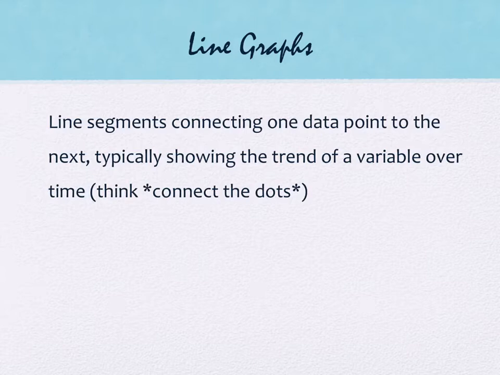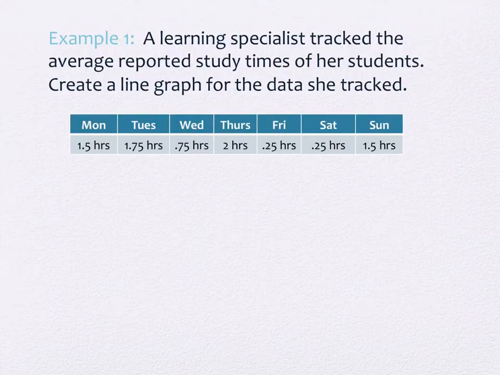So what you're going to do is look at data sets where you connect the dots in order. We're going to look at a set of data that talks about studying times for a student over a given week. A learning specialist tracked the average reported study times of her students, and we're going to create a line graph for the data she tracked. So you can see the reported amount of time spent studying Monday, Tuesday, Wednesday, and so on in this given week.